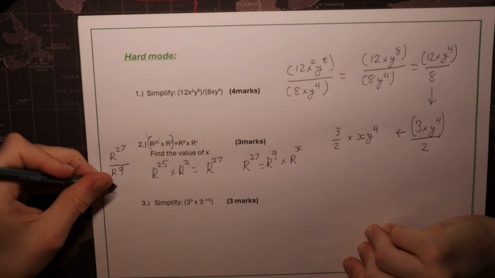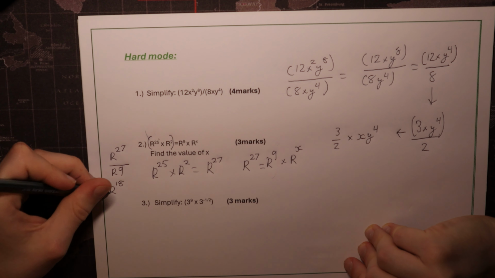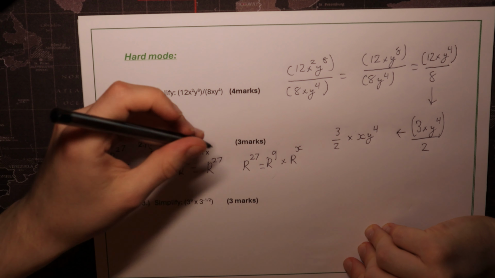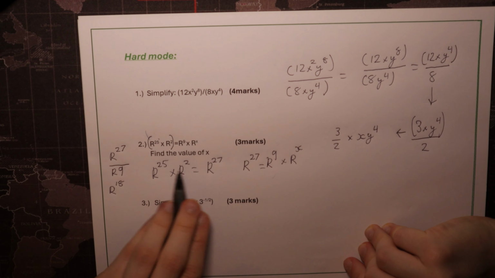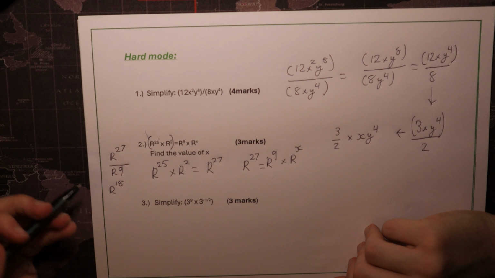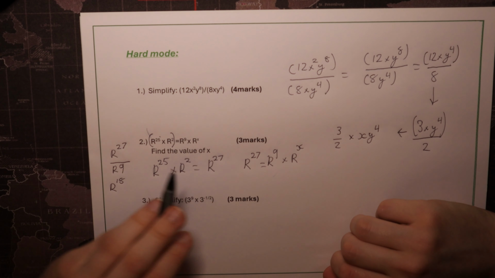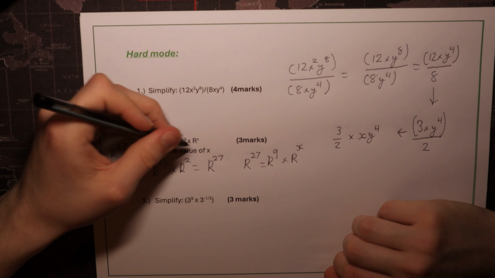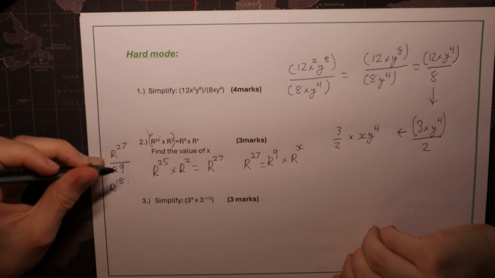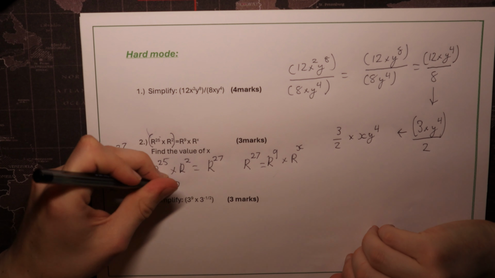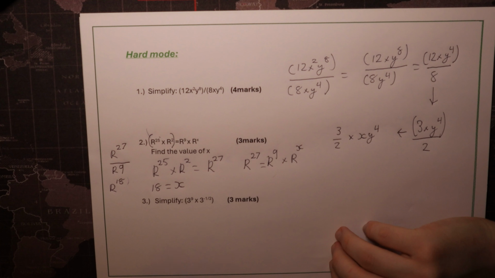So we get a result of r to the power of 18, but we need to find the value of x. Remember to always read what the question wants, even though you simplify it, you'll be like, what do I need to do? Here, find the value of x. So because we're trying to find r to the power of x, we know the power will be x, which is 18, so 18 equals x. Lovely.